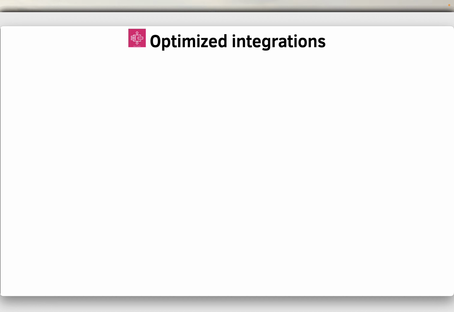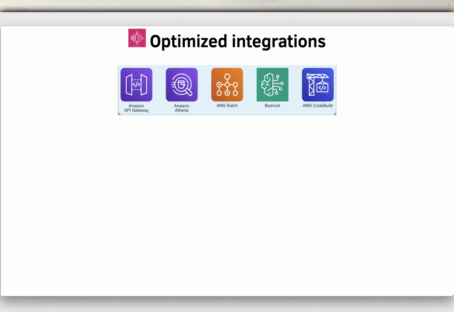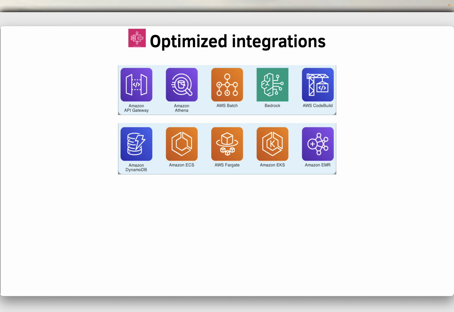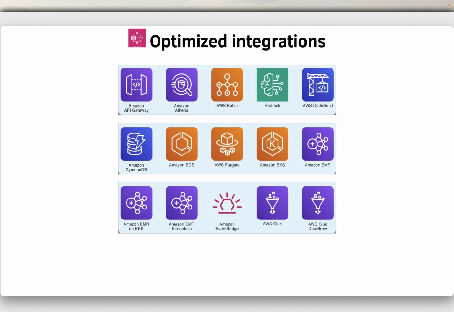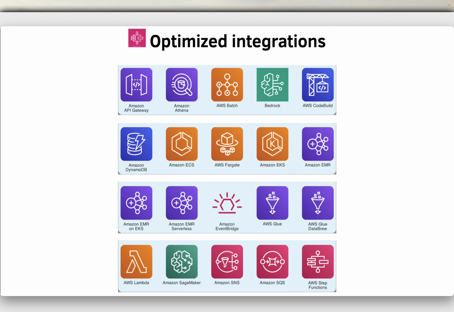Next, we'll see some optimized patterns. These are the optimized patterns, in the sense that integrating them with Step Functions is much easier, because you will find all these patterns in the Step Functions console. These are Amazon API Gateway, Athena, AWS Batch, Bedrock, AWS CodeBuild, Amazon DynamoDB, Amazon ECS, AWS Fargate, Amazon EKS, Amazon EMR, Amazon EMR on EKS, Amazon EMR Serverless, Amazon EventBridge, AWS Glue, AWS Glue DataBrew, AWS Lambda, Amazon SageMaker, Amazon SNS, Amazon SQS, and AWS Step Functions.